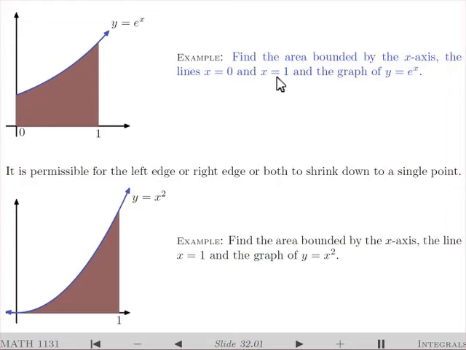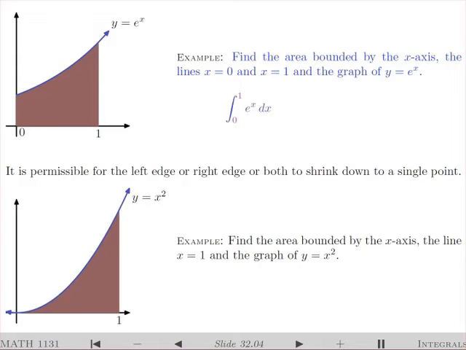I'm going to find the area under the graph of y equals e power x, but above the x-axis, and between the two vertical lines x equals 0 and x equals 1. So our formula says the area is the integral from 0 to 1 of the function e power x dx. We take the function, integrate it from the left boundary to the right boundary. After this, it's just a matter of calculating definite integrals.